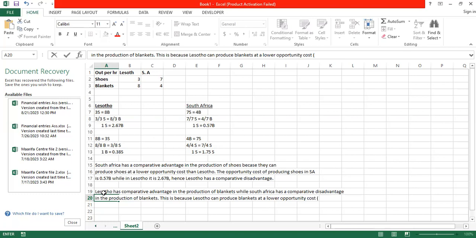Then we can decide to put it in brackets. 1B is equal to 0.38, and then South Africa's results here. 1S is equal to 1.75. Okay, 1B, sorry. I didn't write it correctly up here, but we will sort it out.